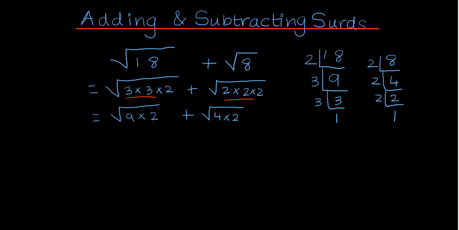So the square root of 9 is 3, so I can write it as 3 root 2, and 3 will come outside of the square root, and then the square root of 4 is going to be 2, so I'm going to write that outside of the square root. Now at this point we can see that both surds have a square root 2, so they are like terms now. They have the same square and they have the same surd at the end. So 3 root 2 plus 2 root 2 will just give me 5 root 2.